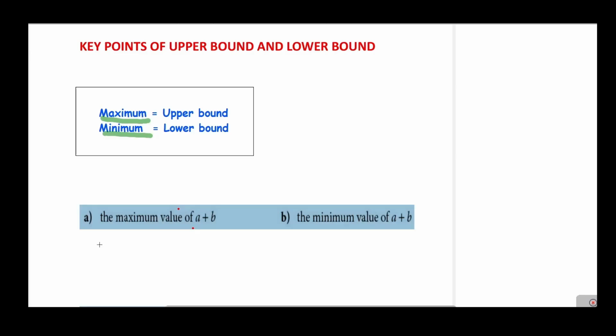If you need to get the maximum value of A plus B, then we know that maximum can be interpreted as upper bound. Then for A plus B, we have to get the upper bound. This is addition, upper bound, and this is an expression. Whenever you are asked to get the upper bound of an addition, don't add the two values and get the upper bound.